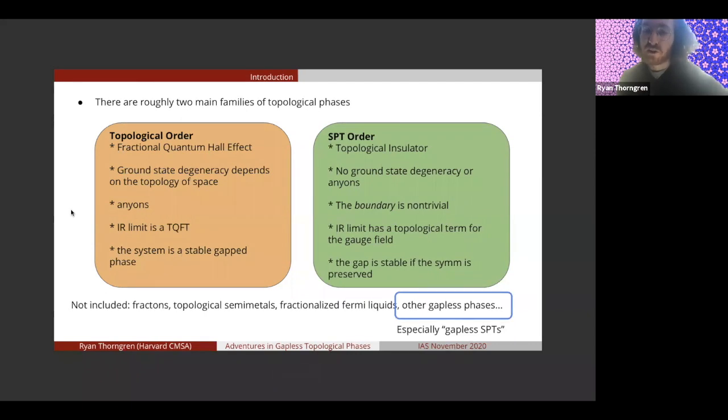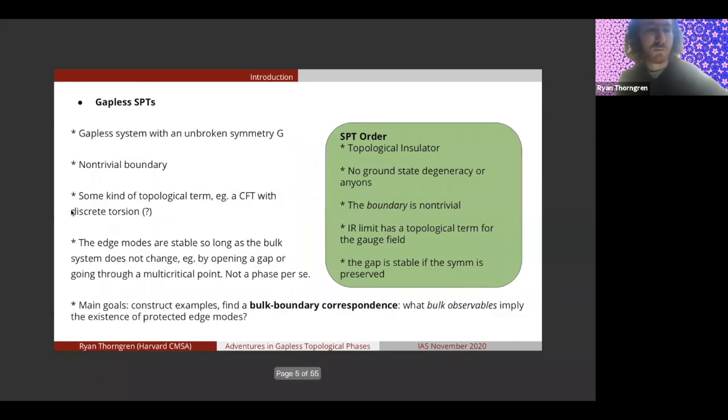And for us, these are going to be gapless SPTs. So this is a bit of an oxymoron. Most people would say that part of the definition of an SPT is that it's a gapped system, but nonetheless, these will be SPT-like. There'll be some gapless system that has an unbroken symmetry, such that if you study it with a boundary, so long as you don't explicitly break the symmetry at the boundary, there has to be some non-trivial thing going on there. It's either some zero energy modes at the boundary or maybe some gapless modes.